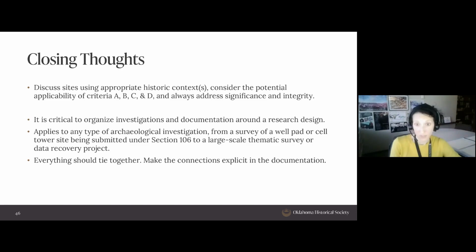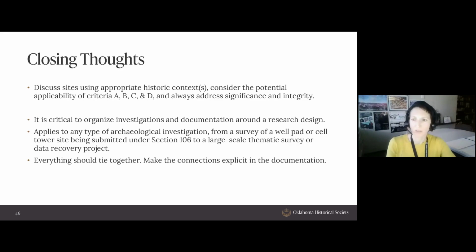It is critical to organize all of our investigations and documentation around a research design, and this applies to any type of archaeological investigation, from the smallest to the most expansive. We want to make sure that our thoughts about the project are dictating the work that we do, and that the results of our work, we're communicating that back, we're circling that back so that future work can take into account what we've learned. Everything in your documentation, everything in your report needs to tie together.